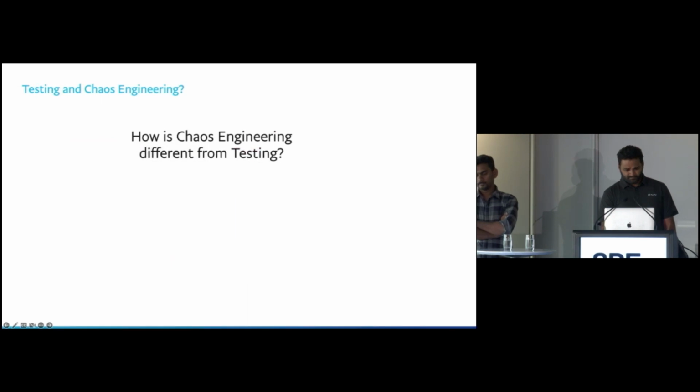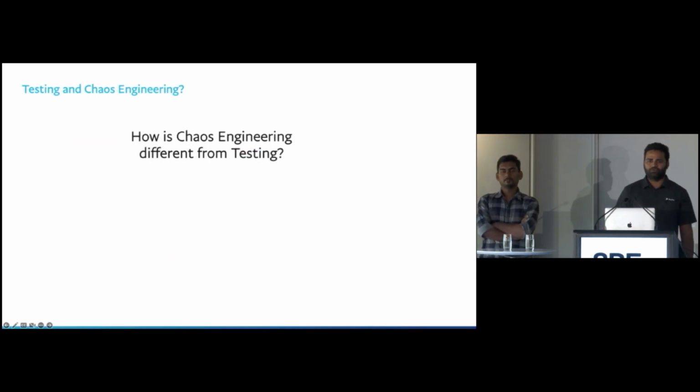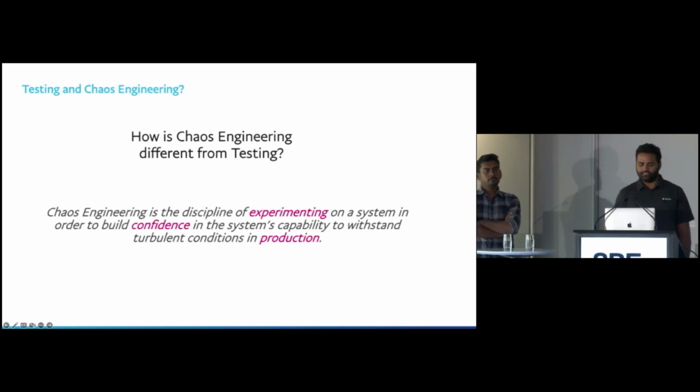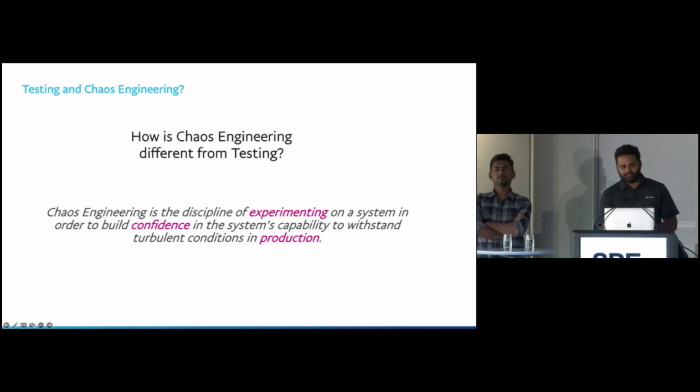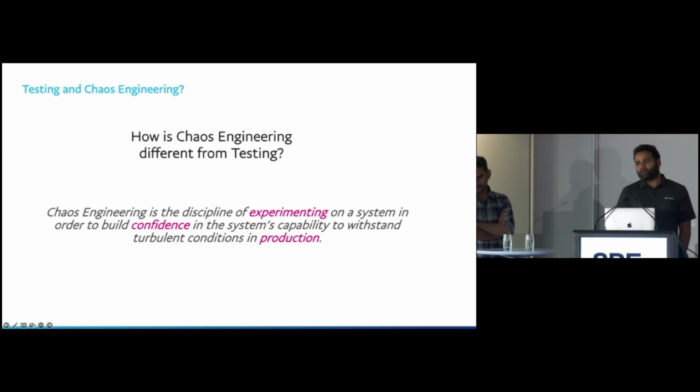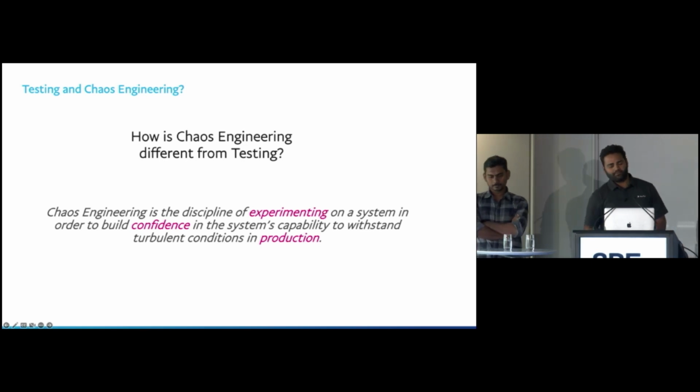And so if we look back at the chaos definition, the three keywords are experimentation, confidence, and production. As most of us, before we became SREs, were at some point software engineers, the one question that usually strikes is: how are testing and experimentation different?